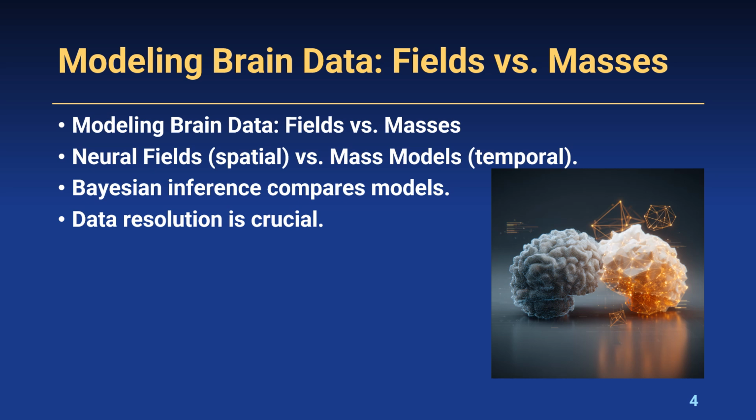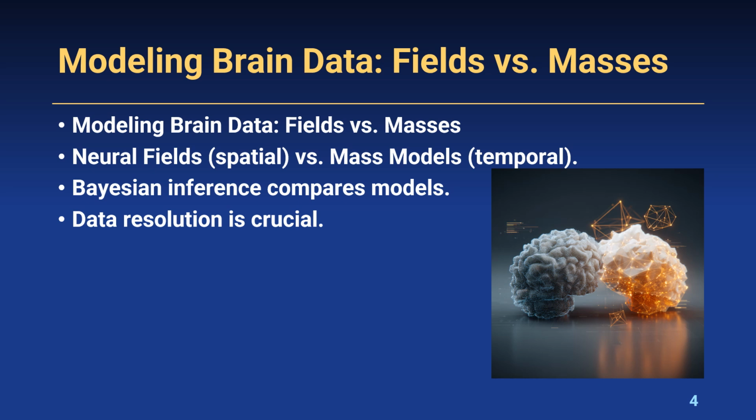To compare these models and test hypotheses against real data, they employ dynamic causal modeling, or DCM. DCM is a sophisticated Bayesian inference technique. In simple terms, it's a way to estimate the parameters of a biophysically plausible model from observed brain imaging data and, crucially, to compare different models based on their model evidence. This model evidence is a balance between how well a model fits the data, its accuracy, and how complex it is, its parsimony. It's about finding the simplest model that best explains the observed brain activity.